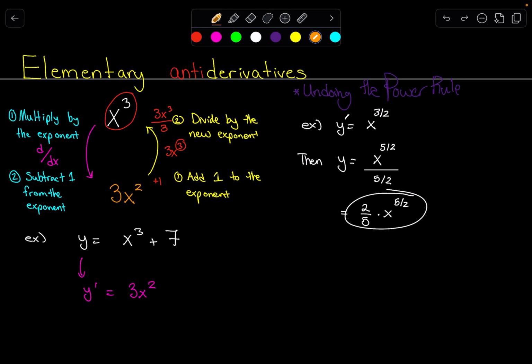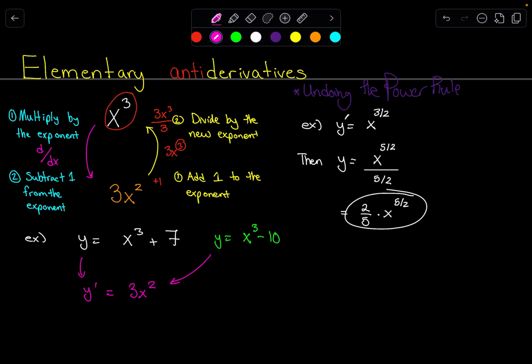And likewise, if I were to ask you, what if I give you y is equal to x cubed minus 10, and I said, well, what's the derivative? You would say, well, the derivative is still 3x squared. And so it kind of seems like we're missing a little something, right?